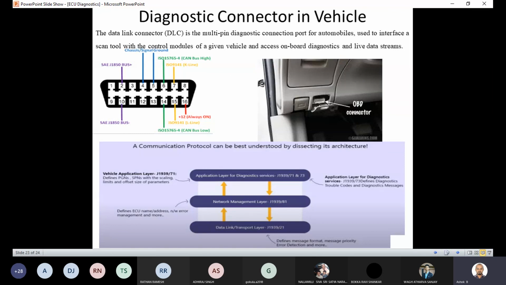So this is the overall working of a diagnostic system of the ECU which is present in modern day vehicles.